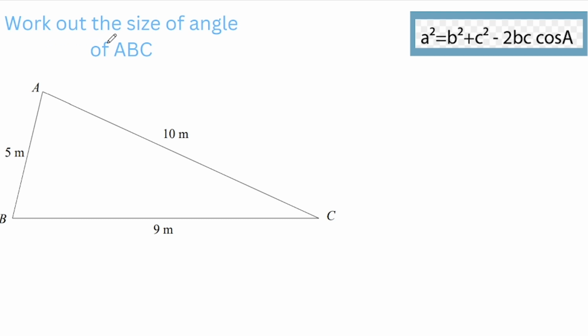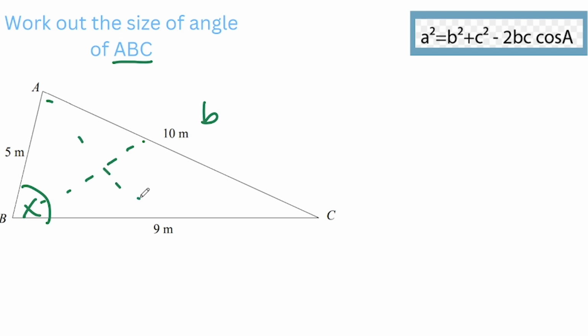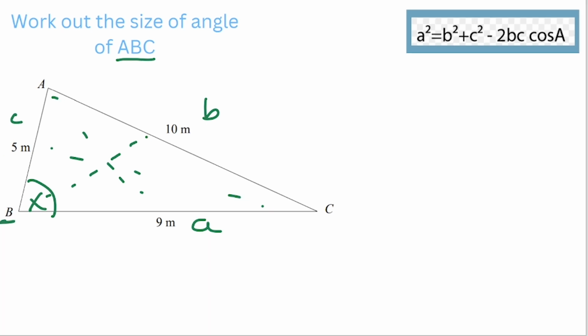Okay, so you're told to work out the size of the angle ABC. So that means I need to know this angle over here. So I'm going to quickly label it, because I need to know the angle of B. Okay, so I'm just going to quickly rewrite this. So if I was going to rewrite this, it would be b squared equals a squared plus c squared, take away 2ac cos B.